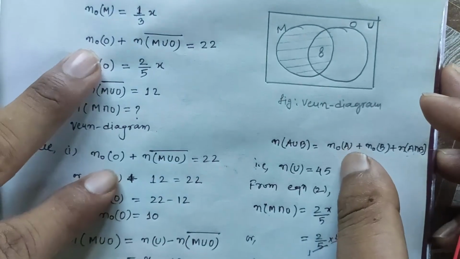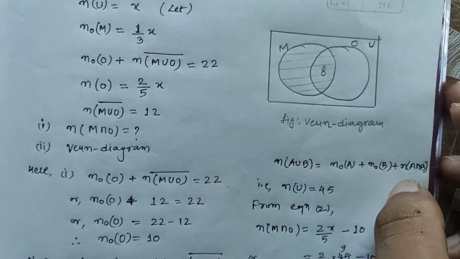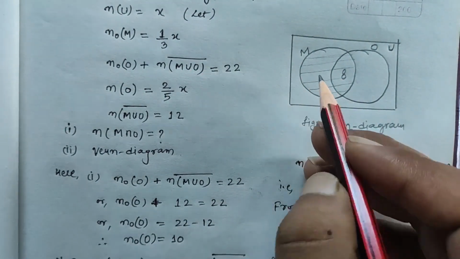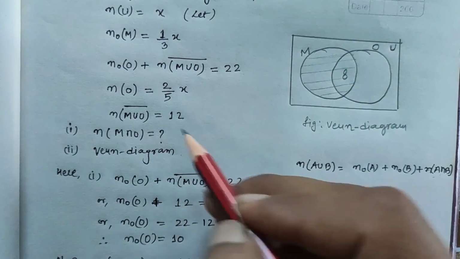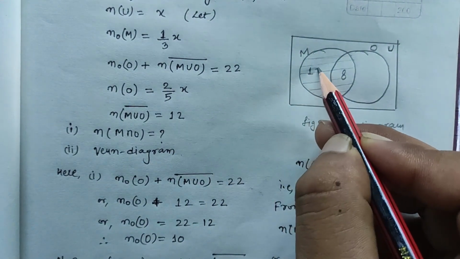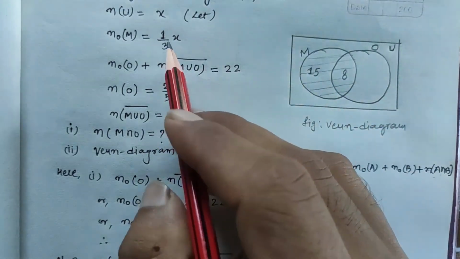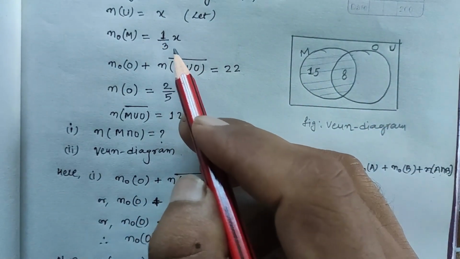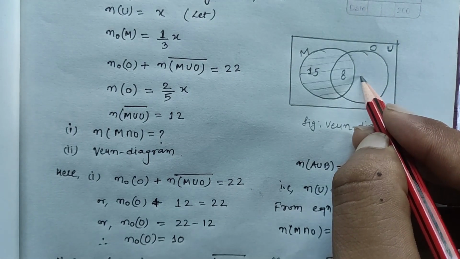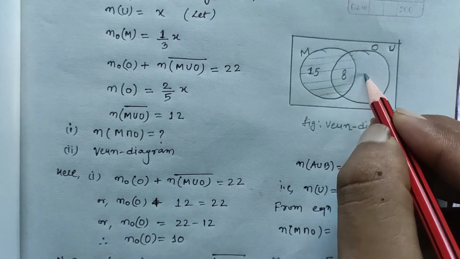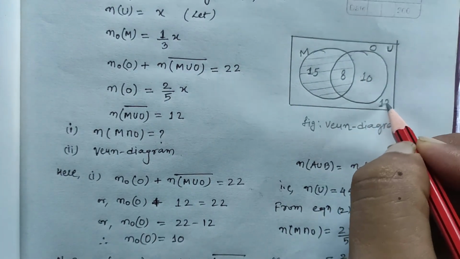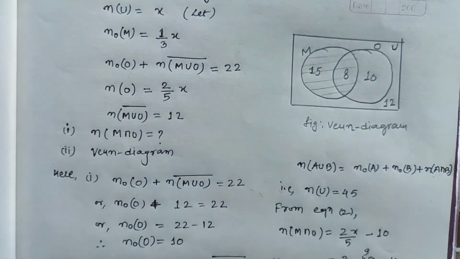n only M is how much? 1 by 3 of x. So 1 by 3 means x is 45. 45 by 3 is how much? 15. Yeah, 45 by 3. n only M is 15. And n only O, I think it is already given. n only O is 10. And what's the complement part? It is 12, given. So this completes your Venn diagram.